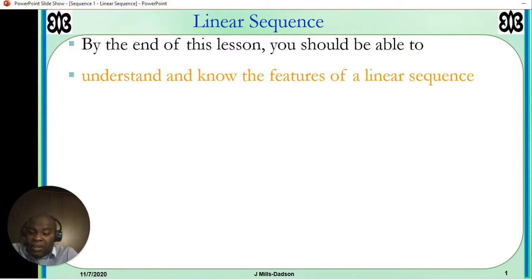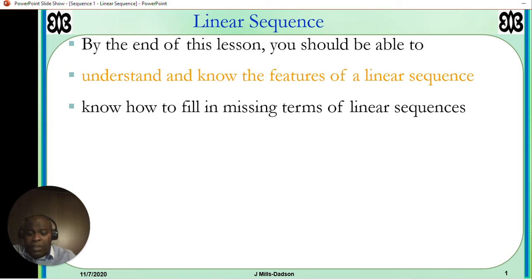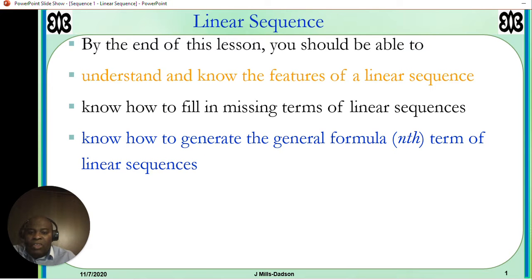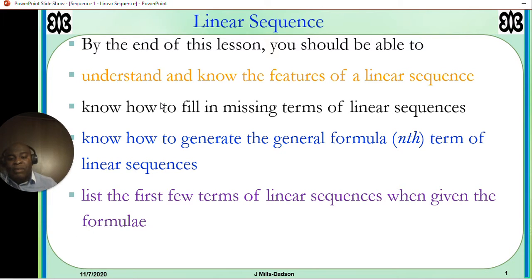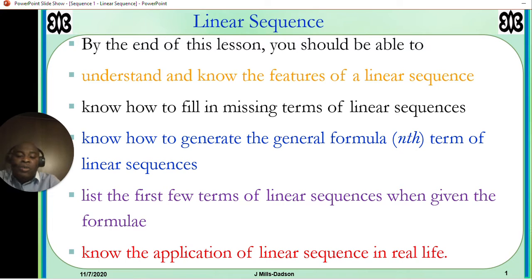I hope that by the end of this presentation, you'll be able to understand and know the features of linear sequence. You will also know how to fill in missing terms of linear sequences, know how to generate the general formula or the nth term of linear sequences. You will also know how to list a few terms of linear sequences when given the formulae. And lastly, you will know the application of linear sequences in real life.